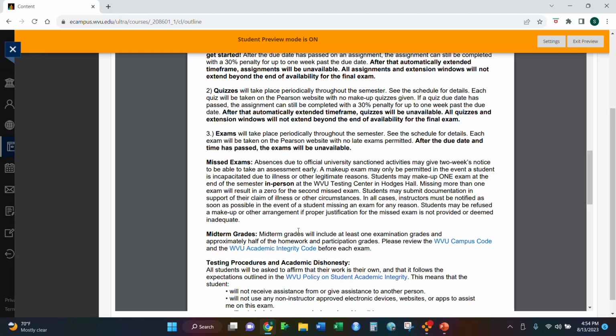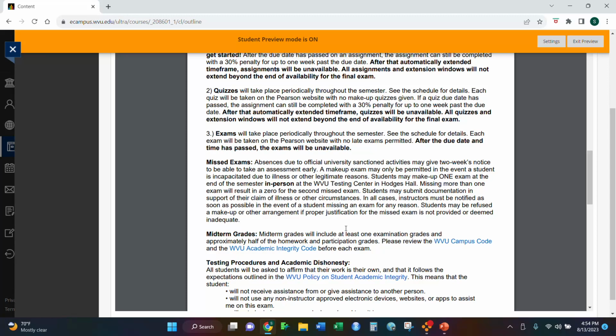The reason is because we do have a nice missed exam policy. If you have to miss an exam for a university excused absence or something legitimately happens, you are allowed to make up 1 exam. It'll be the last week of class, and you will need to do it in person at the WVU Testing Center in Hodges Hall. If for whatever reason you missed more than 1 exam, then that second exam is going to be 0.